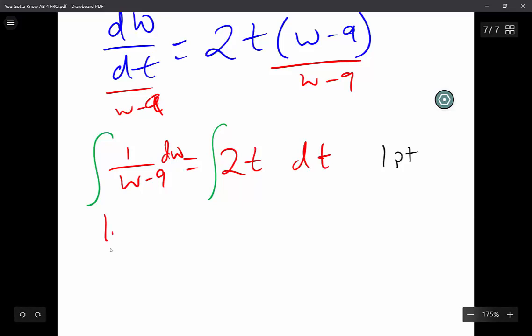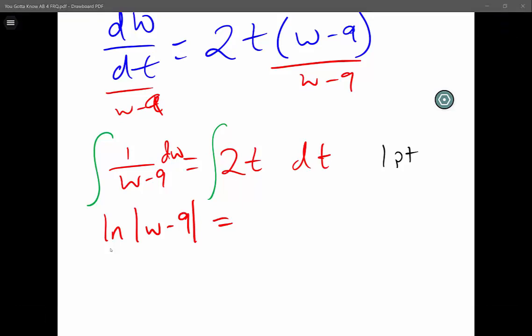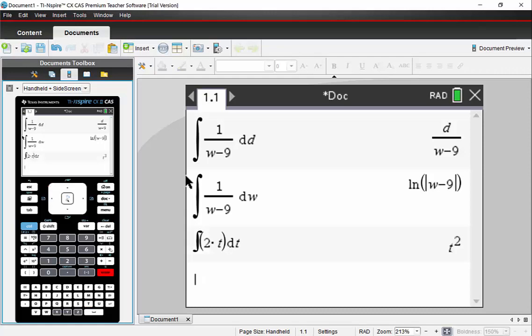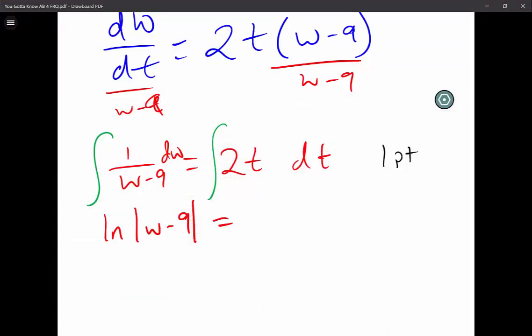So ln of w minus 9 equals, hopefully you don't have to type in 2t as an integral on your calculator, but you can. I'm going to type it in just to show you that we do have to make sure that we add on the plus c, because if we type in 2t, it's going to give us t squared, right? 2t squared over 2. They did not give plus c. But on here, you need to make sure that you're adding plus c.